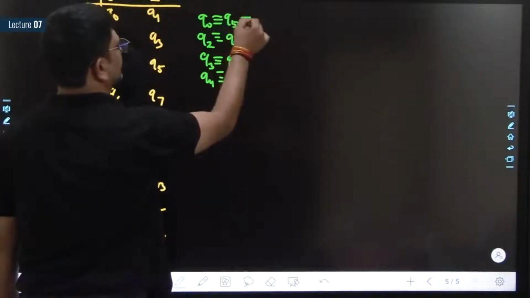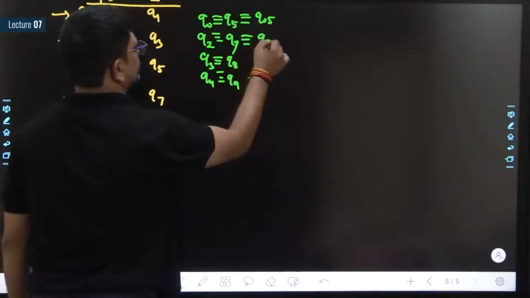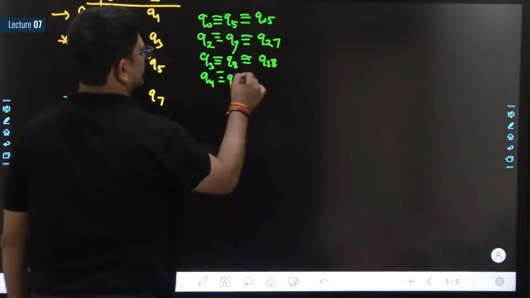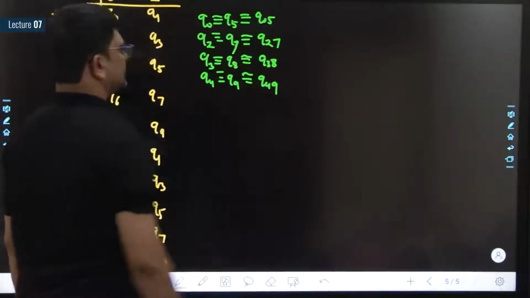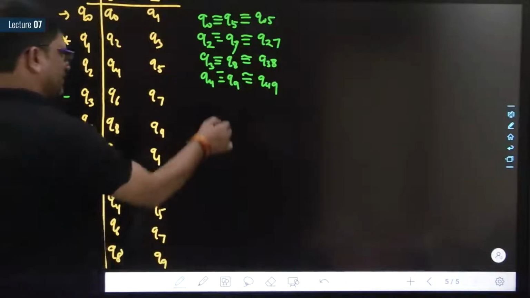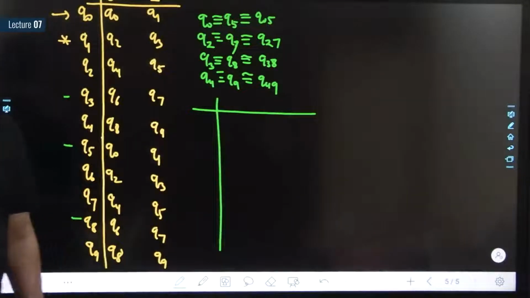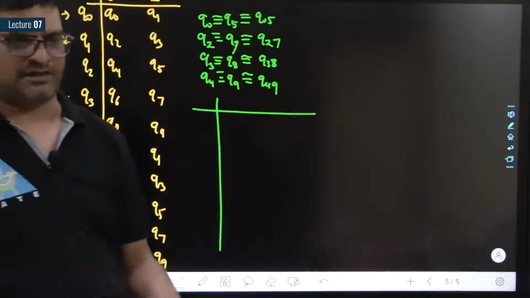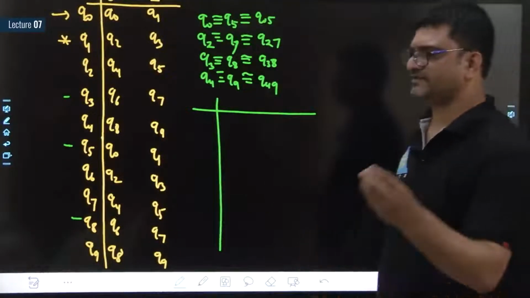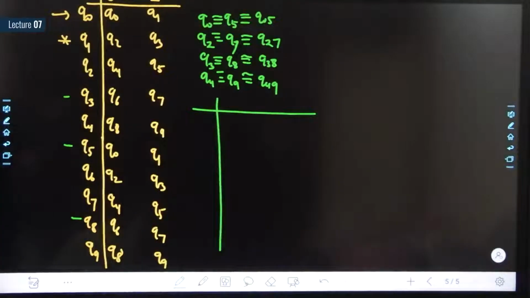The new states are Q05, Q27, Q38, Q49. Clear? Now, write down this. I will tell you a shortcut. This is the actual method. I will tell you the shortcut within a few minutes.